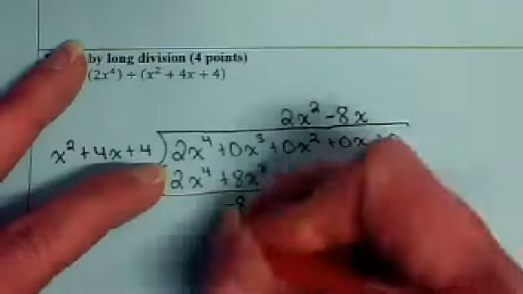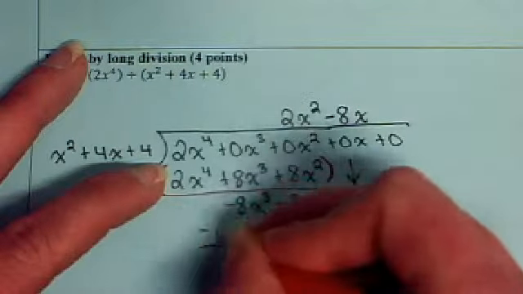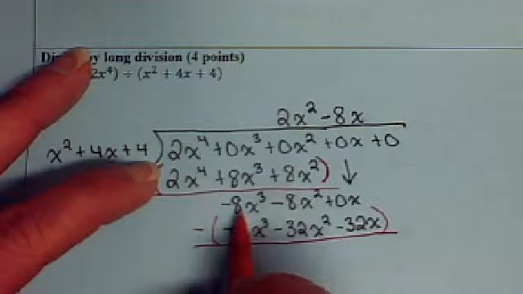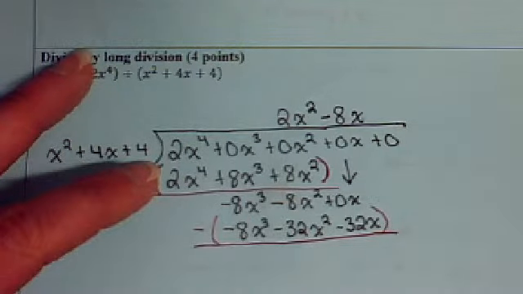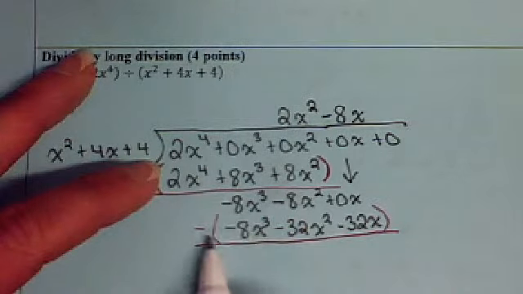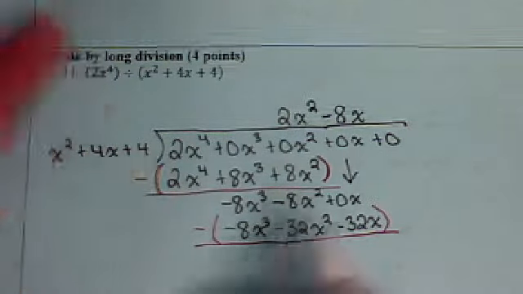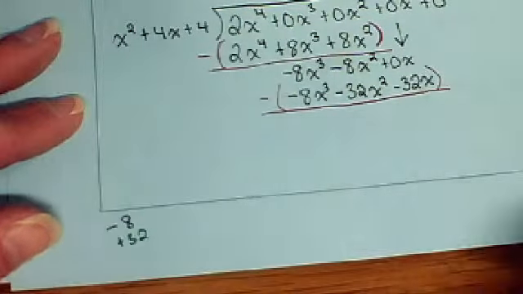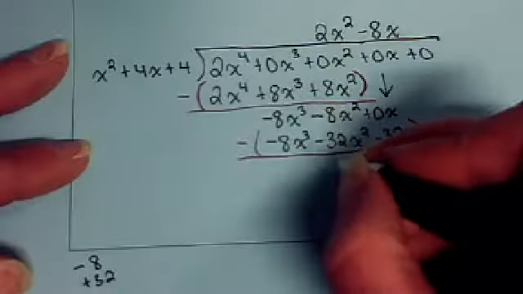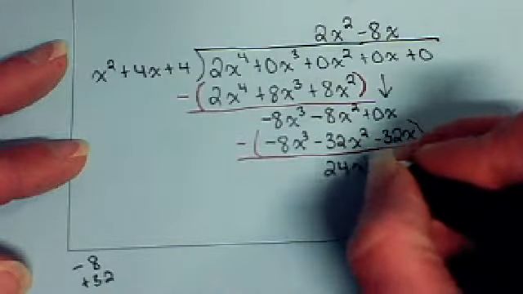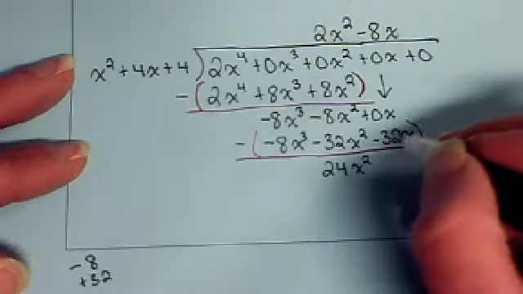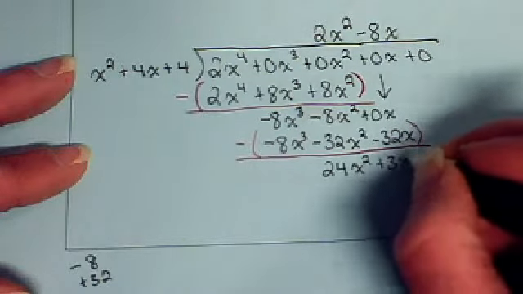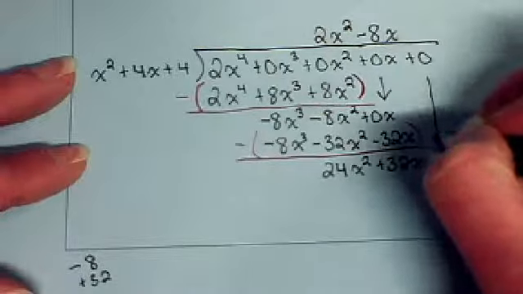Again, long division of old, we're going to subtract, so you have to be awfully careful here. A negative 8 minus a negative 8 goes away. Negative 8 minus a negative 32 is like having negative 8 plus 32. That's going to give me a 24x squared. 0 minus 32x is going to give me a positive 32x. Bring down the next term.